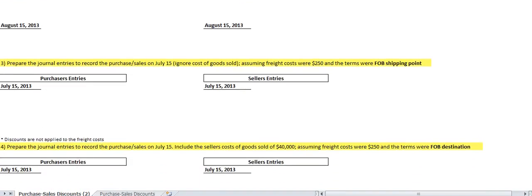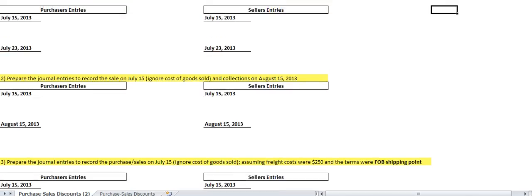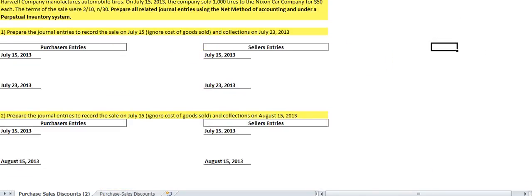Okay, so let's start off with the exercise and see what it says. It says, Hartwell Company manufactures automobile tires. On July 15, 2013, the company sold 1,000 tires to the Nixon Company for $50 each. The terms were 2/10, n/30. That means 2% off if you pay within the first 10 days, 2% of the total price.